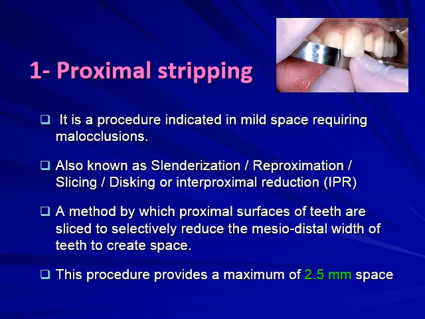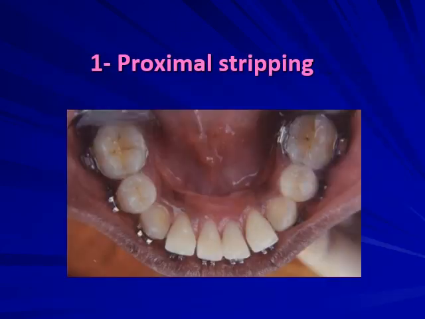In this method احنا بنعمل reduction يعني بنشيل enamel من ال proximal surface اللي هو الميزيال والديستال surface فبنقلل الميزيو ديستال dimension أو الواتس بتاعة السنان اللي بيخليه يفتح لنا فراغات ما بين الأسنان. This image shows clearly the spaces that has been created after performing a proximal stripping to the lower right and left lateral incisors.